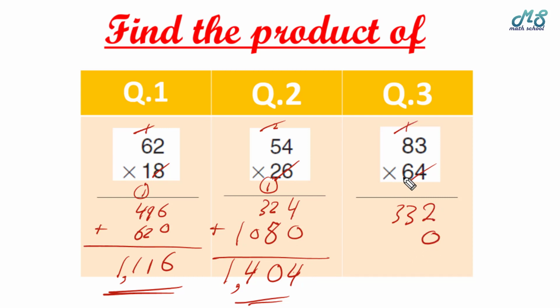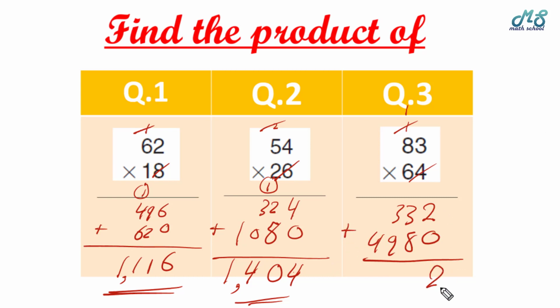Don't forget, 6 times 3 equals 18. Write 8 and keep 1 up. 6 times 8 equals 48. 48 plus 1 equals 49. Now add the two partial products to find the final product.